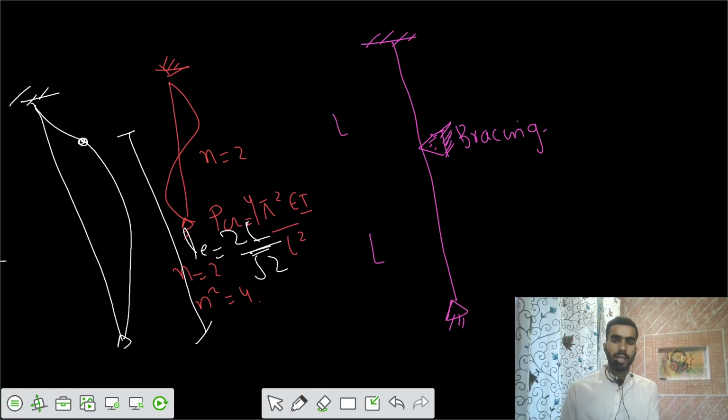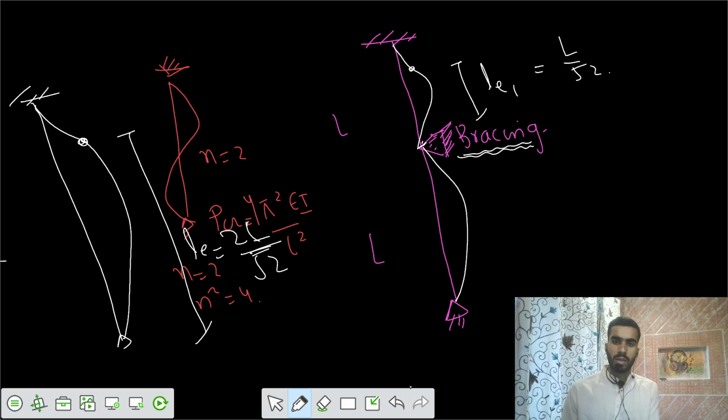Now for this case, because you have applied some restraint here, that means here the theta would be 0, the delta would be 0. So we have 2 columns now. We can say there is some effective length 1, L effective 1, that is L by root 2, and there is one more effective length 2, that is equal to L.